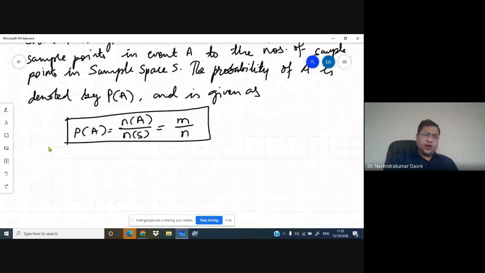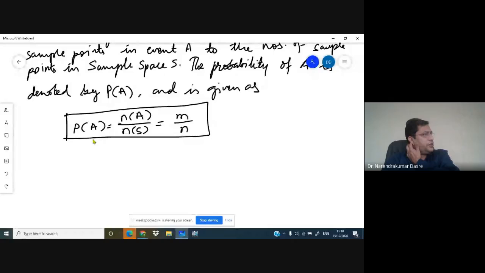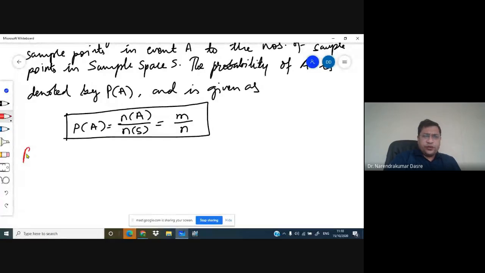Now, once we know the probability of the event, we can know more about this event. Events may be mutually exclusive, that is, with no common point. Or the events may have some common points. In those cases, how are we able to find the probability? So there are some comments that we need to understand for the probability.